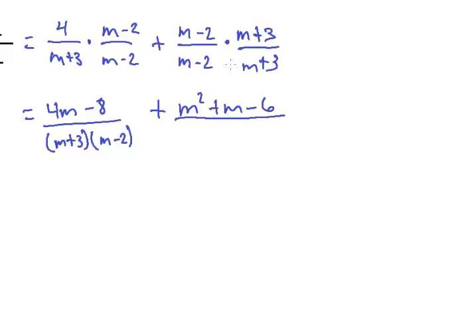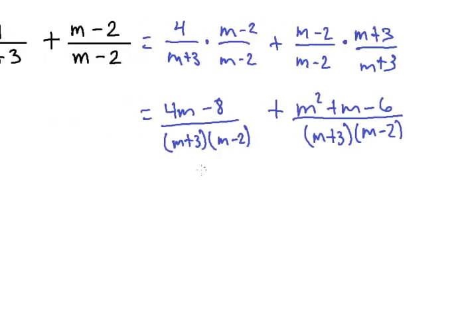And the denominators, we don't multiply them. We only copy them inside parentheses, but in the same order as in the first fraction. So in this case, I'm going to put m plus 3 first. And then I'm going to put m minus 2. So I'm switching the order on how they are. Now I can tell that I have the same denominators.